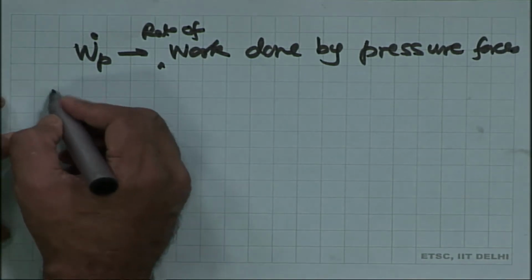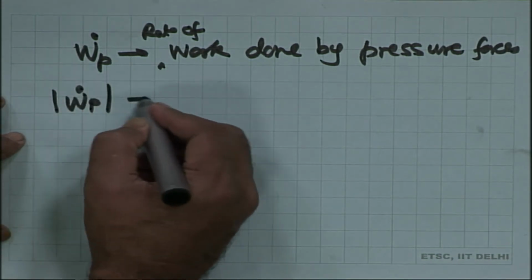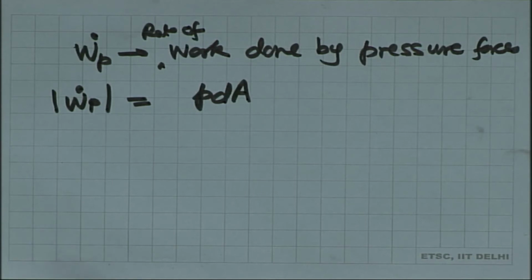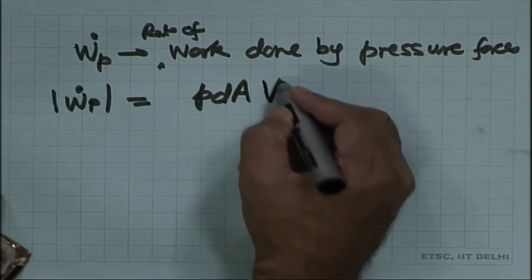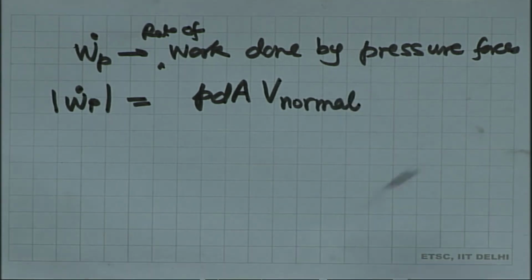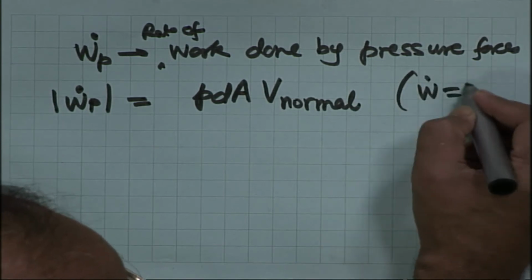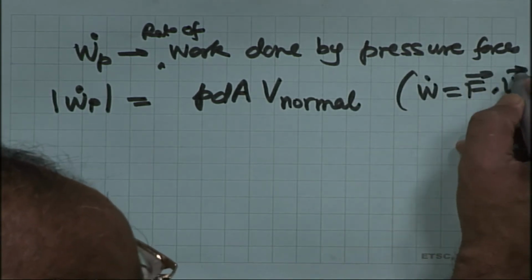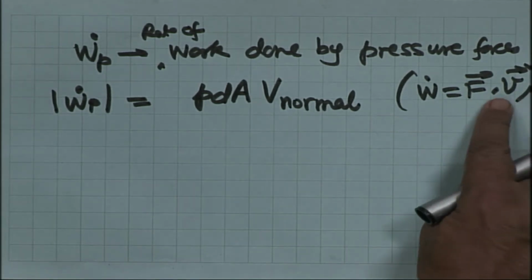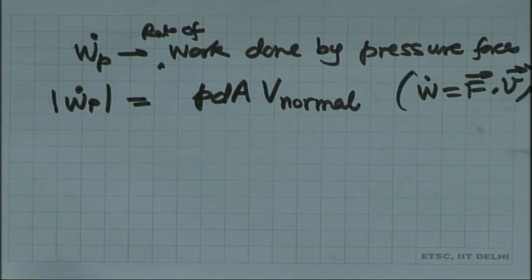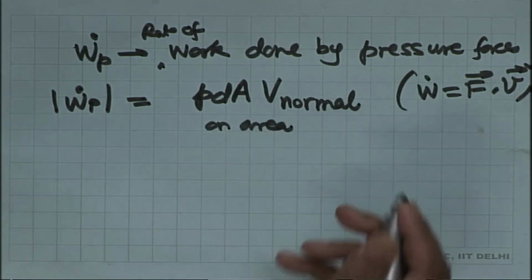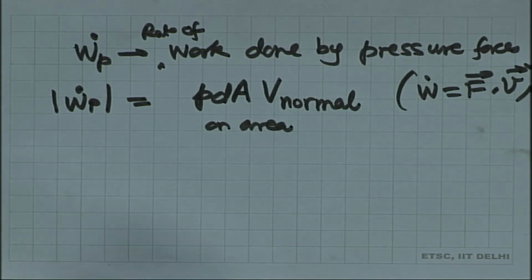So, clearly the magnitude of work done by pressure will be equal to the pressure force which is there on the surface, which is P dA, and we have to multiply it by the normal component of the velocity, because recall W dot is equal to F dotted with V. So, because force is the pressure force in the normal direction, we have to take its velocity in the normal component. So, the magnitude clearly on area dA is equal to P dA times V normal. This is the work done by pressure.